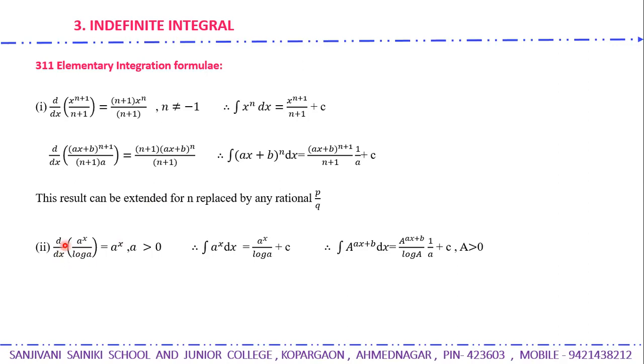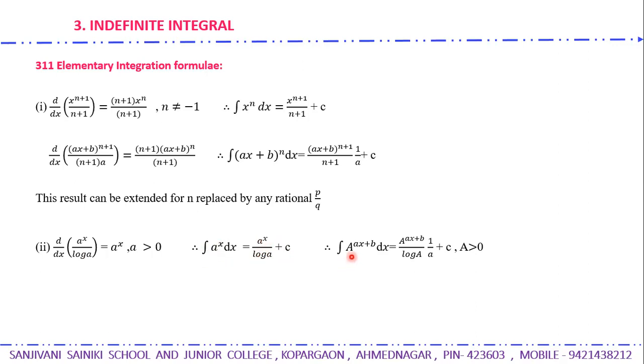Now the second, d by dx of a raised to x upon log a. Here log a is a constant, so we can take it outside. So here is the derivative of only a raised to x, and its derivative is a raised to x log a, isn't it? Then log a will cancel and you will get a raised to x. Then the integration of a raised to x is a raised to x upon log a. In derivative, this log a is multiplied. In integration, it is divided.